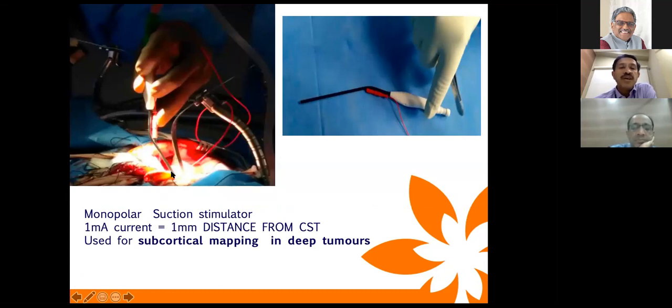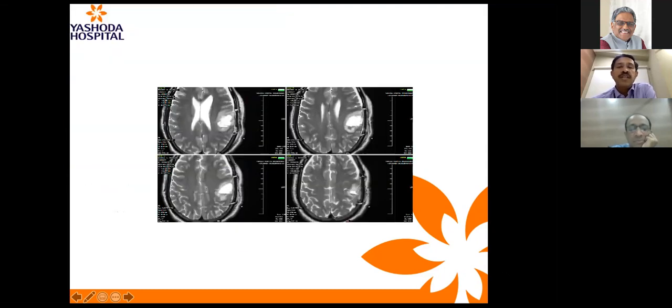This is the suction monopolar cautery that we use while we are working in the subcortical area. As we are sucking out the tumor and the blood, the tip, which is not insulated, keeps stimulating the deep white matter. We know roughly the 1 milliamp to 1 millimeter distance. So we stimulate at 10 milliamps, and we are roughly about a centimeter away from the eloquent white matter tract. We get a signal, and we know that we are near that region.